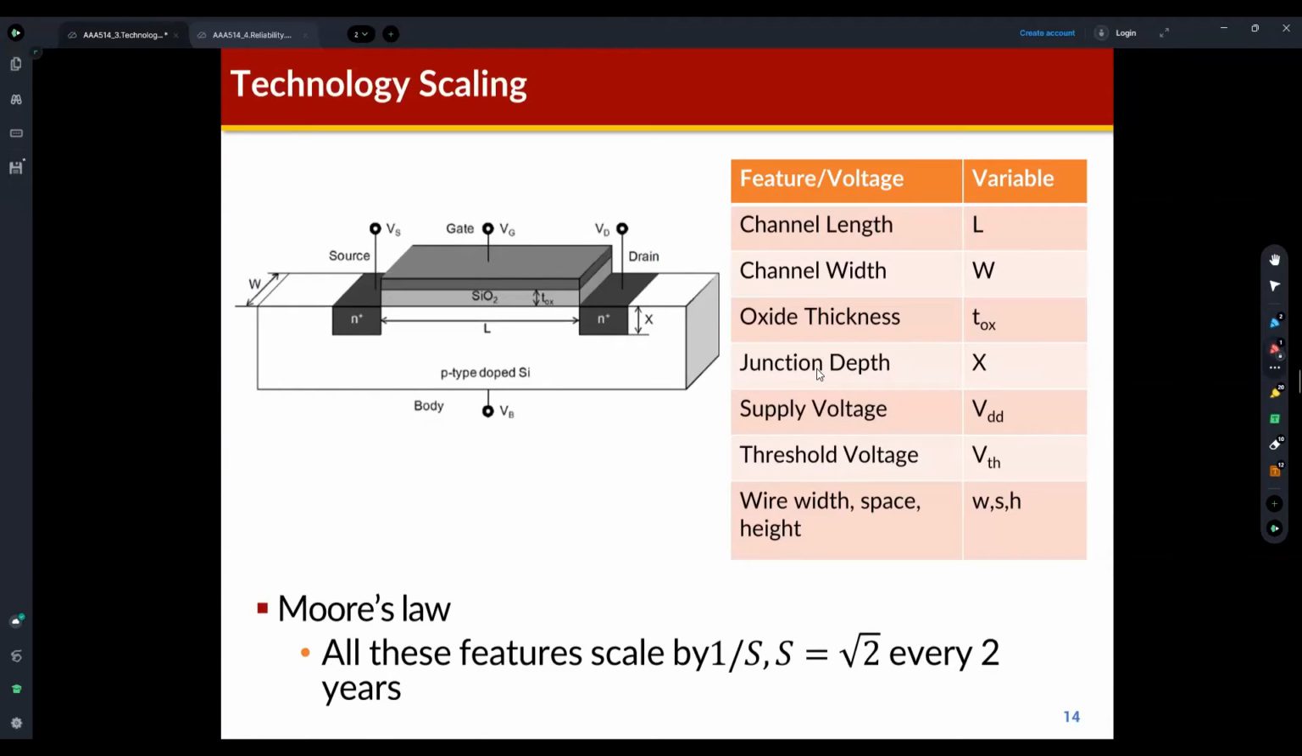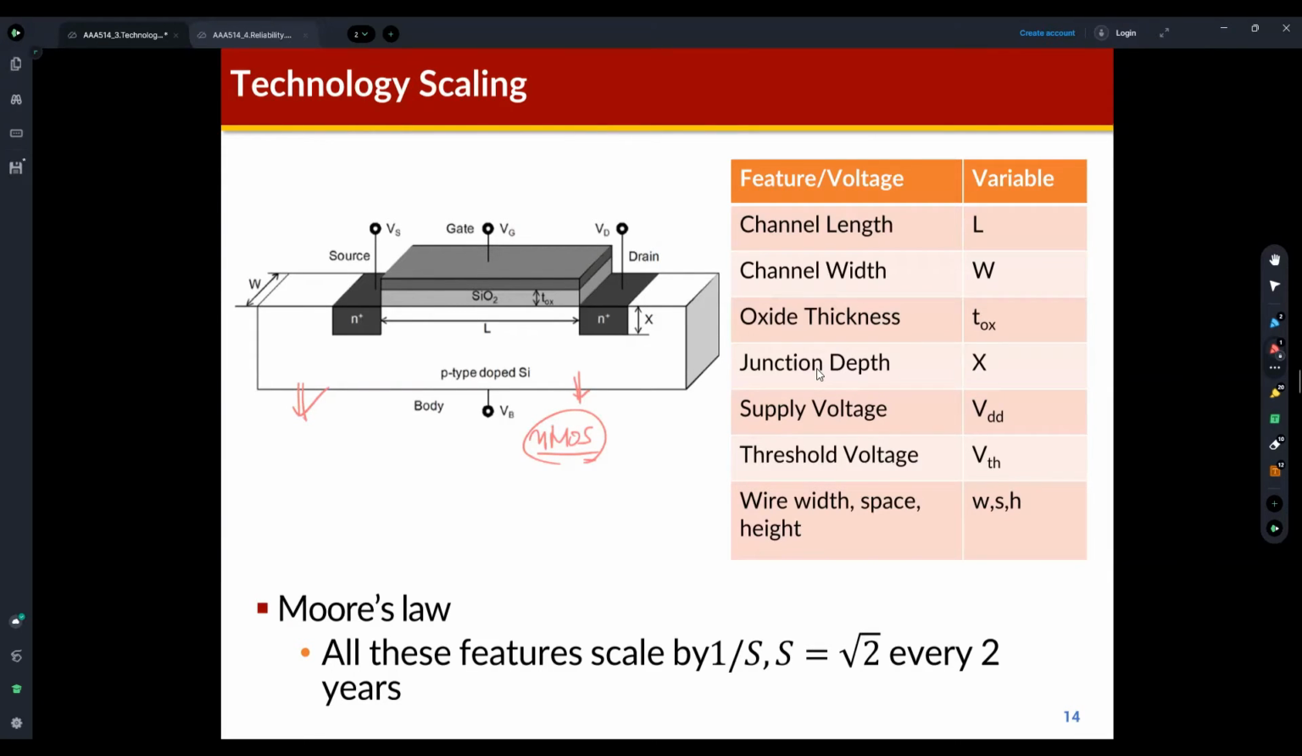Okay, so let's focus on technology scaling. It's called CMOS scaling. This is a typical structure of the MOS transistor, and the MOS transistor is composed of, as I explained, a p-type substrate. This is the NMOS transistor structure, so we just focus on the NMOS.